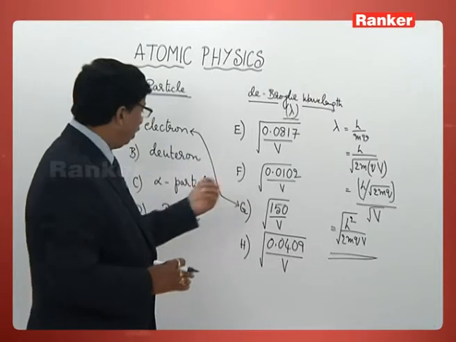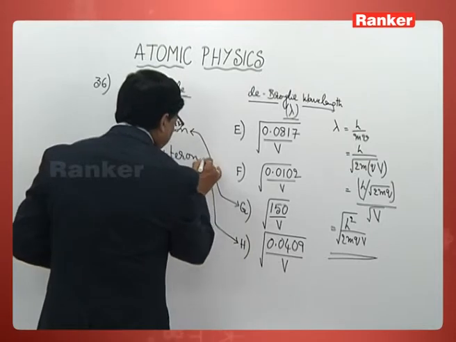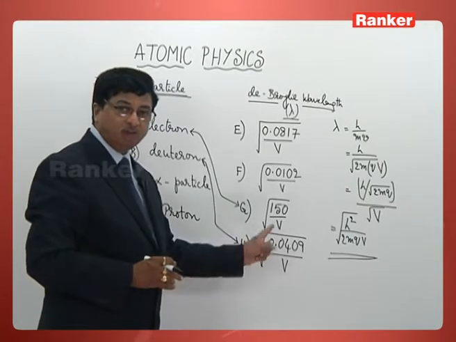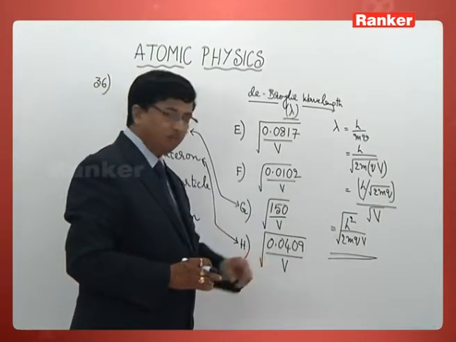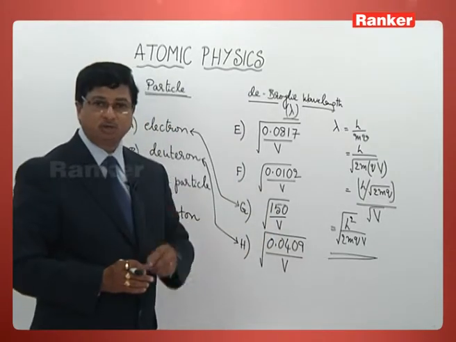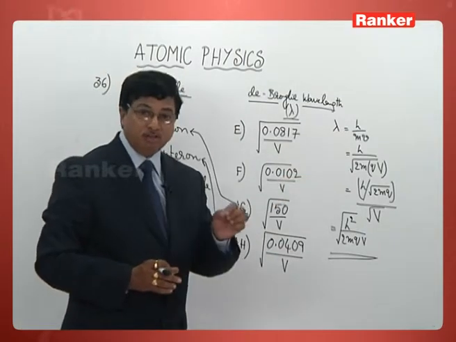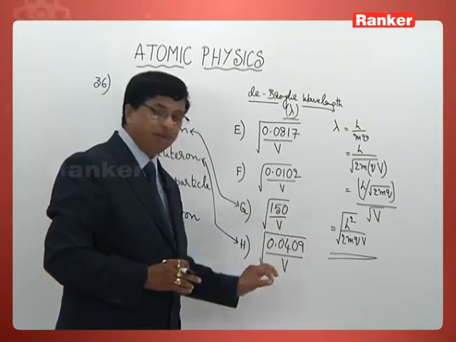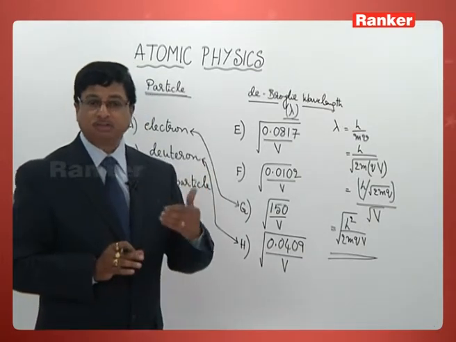And of course, for the deuteron part, it is just going to be H. Now what is that value? Look at it once again: under root 0.0409 by V. If you simplify the formula for deuteron, you will get the same value. There is absolutely no doubt in that. So remember, for a deuteron, the de Broglie wavelength is nearly 0.0409 whole divided by V, everything under root. That is the second one.